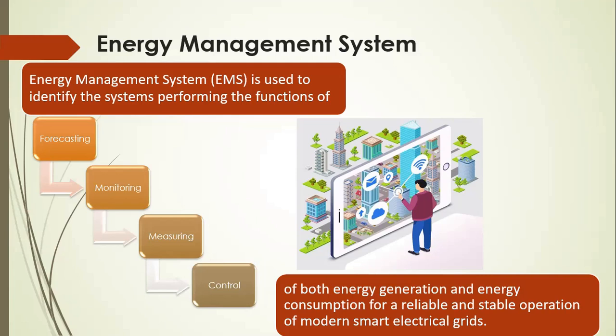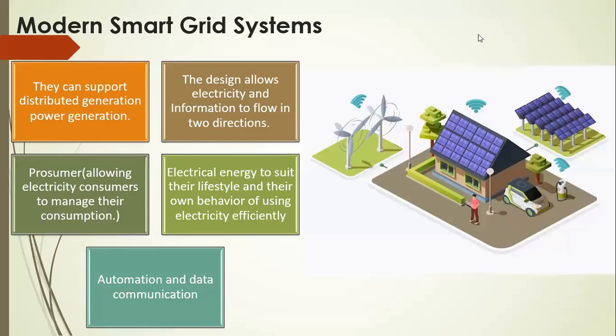And the design of an EMS is quite a challenging process, especially for smart grids, because we have many integrated renewable energy sources and smart loads. So it's quite a challenging task. And we have a modern smart grid system. A modern smart grid system is designed with the objective of delivering distributed generation power, which is a characteristic of certain types of renewable energy technologies, such as solar energy or wind energy.